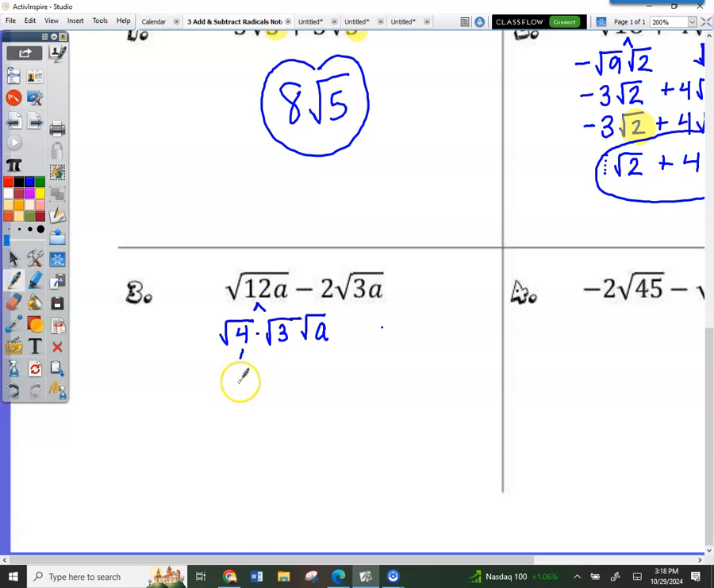Please pay attention to how I'm organizing my work here, because it's letting me clearly see the next step. What's the square root of 4? 2. Bring down the root 3a. Make sure it's under the radical. Now, have I done anything with this? Stay with me. Have I done anything with that? Nope. So I'm just going to copy it down. Minus 2 square root 3a. With me? Everybody looking up at the board? So we got 2 root 3a minus 2 root 3a, which means we got 0.